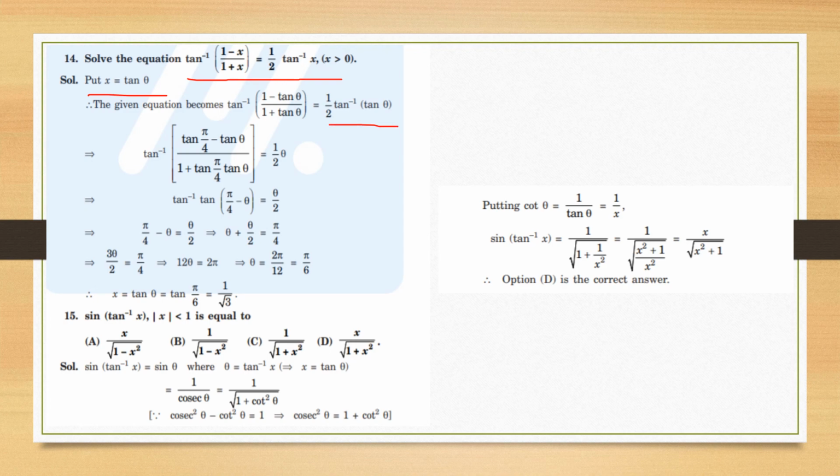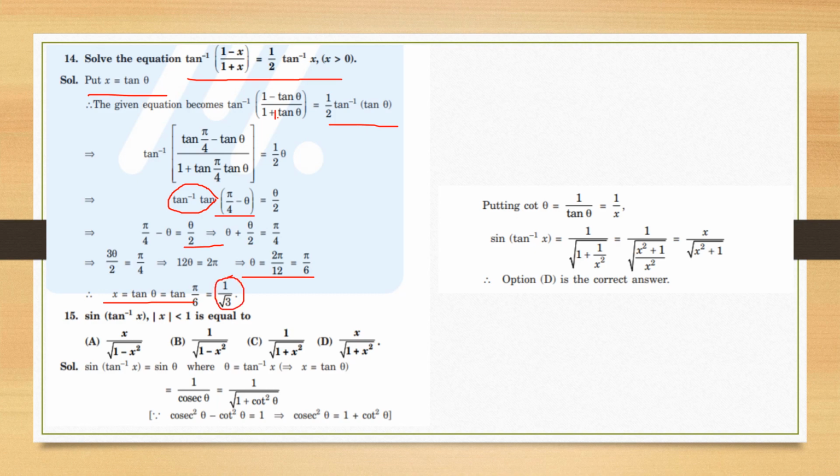I can replace 1 by tan π/4, so it is (tan π/4 − tan θ)/(1 + tan π/4 tan θ) equal to half of this, which is θ. So tan⁻¹, this becomes the formula for tan(π/4 − θ), equal to θ/2. So now tan⁻¹ tan will give you just π/4 − θ = θ/2. And on solving, I get θ as π/6. Okay, so x = tan θ, which is equal to tan π/6. The value of tan π/6 is 1/√3, which is the required answer.